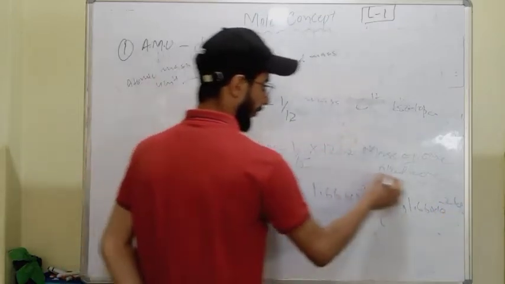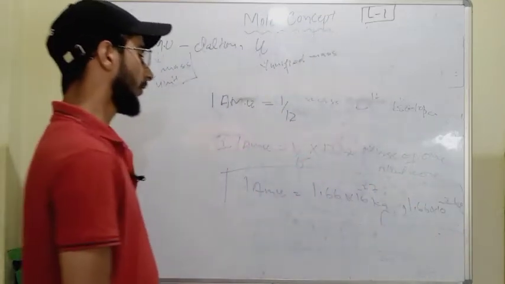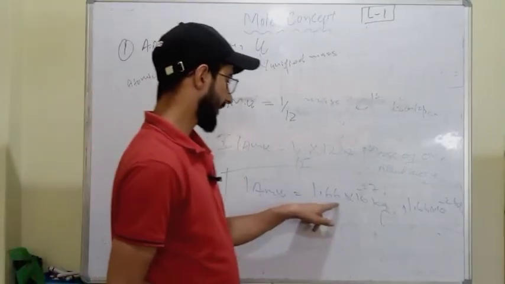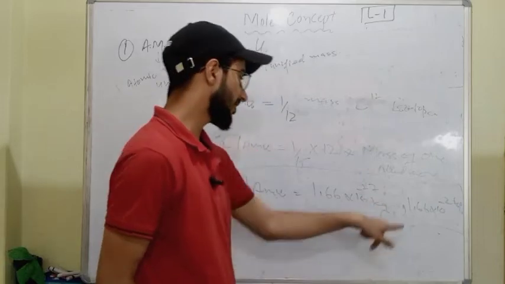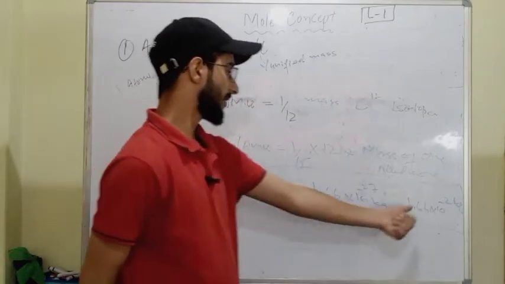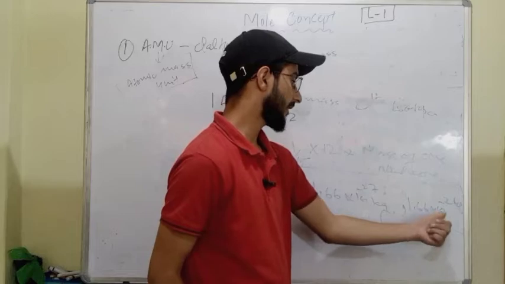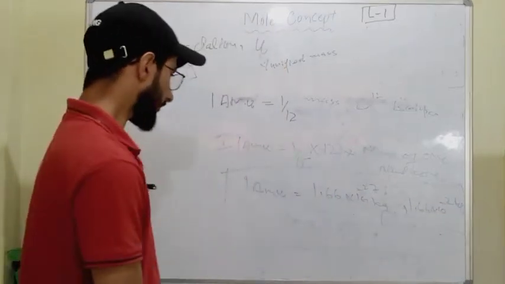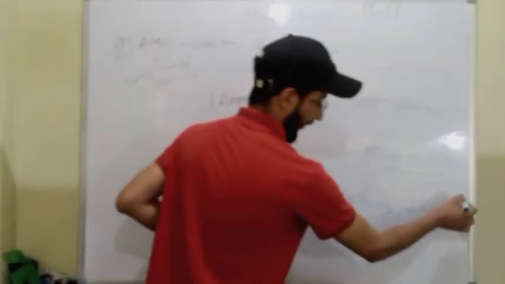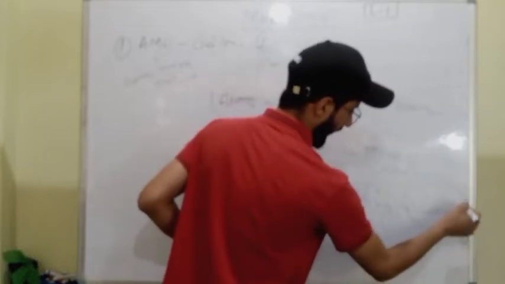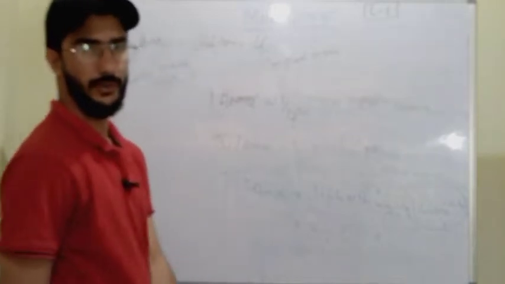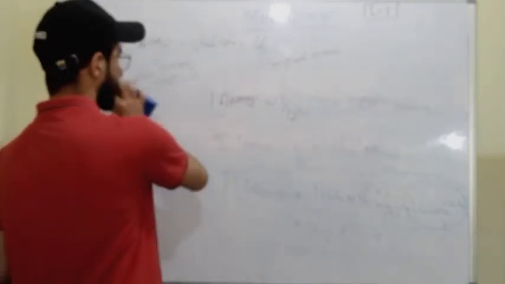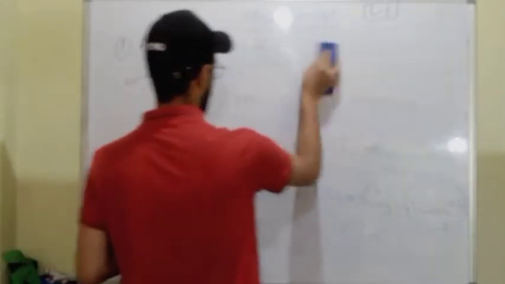Minus 24, though, so that 1 AMU will be equal to 1.66 into 10 raised to power minus 27 in case of kg, and in case of grams it will be 1.66 into 10 raised to power minus 24. So when I'm getting the value of this, in place of this I can write it as 1 AMU. The term which we are going to discuss is the atomic mass.